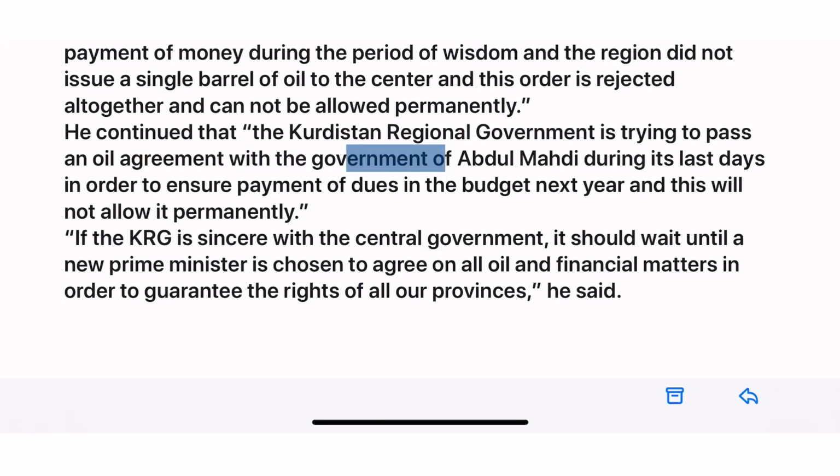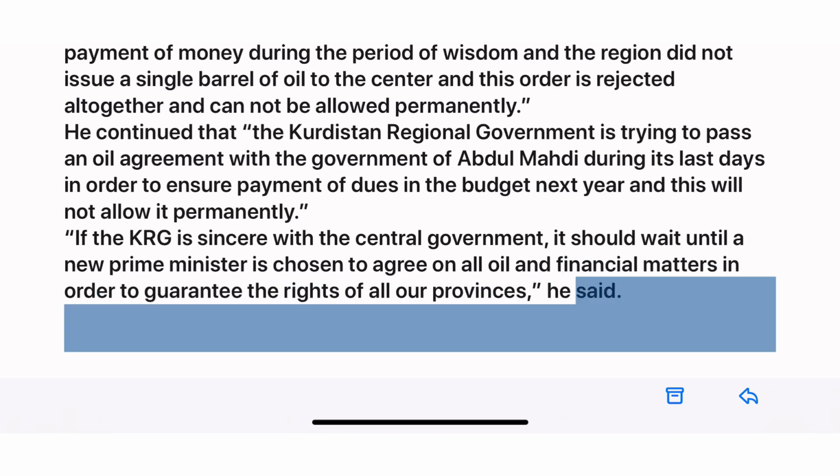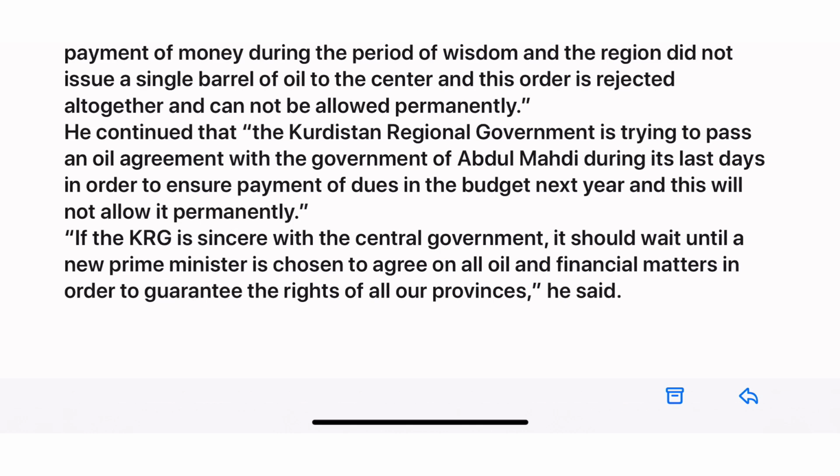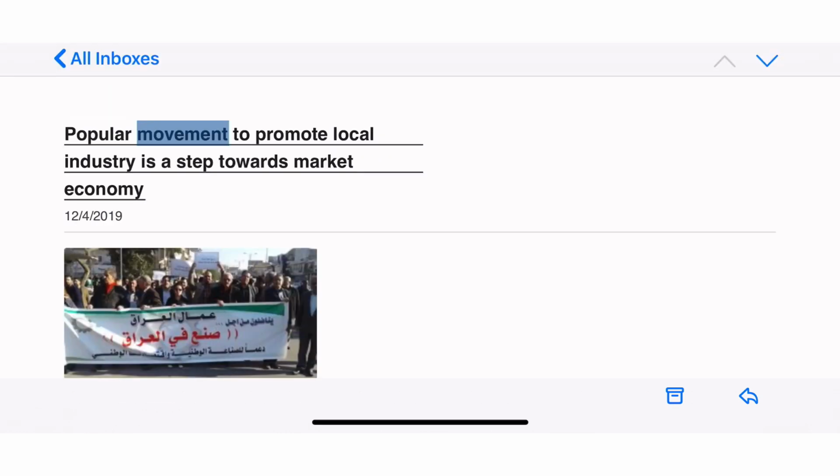He continued that the Kurdistan regional government is trying to pass an oil agreement with the government of Abdul Mahdi during its last days in order to ensure payment of dues in the budget next year, and this will not be allowed permanently. If the KRG is sincere with the central government, it should wait until a new prime minister is chosen to agree on all oil and financial matters in order to guarantee the rights of all our provinces, he said.